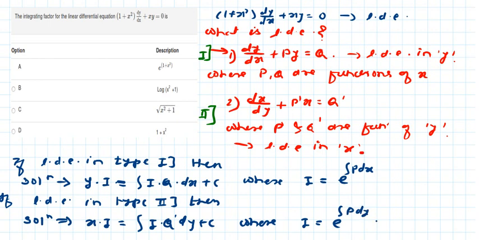So the linear differential equation is either in y or in x, meaning it will be either like this or like this. This is a linear differential equation in y and this is a linear differential equation in x. If it is type 1, then this will be the solution, and if it is type 2, then this will be the solution. Okay, let's solve the example.